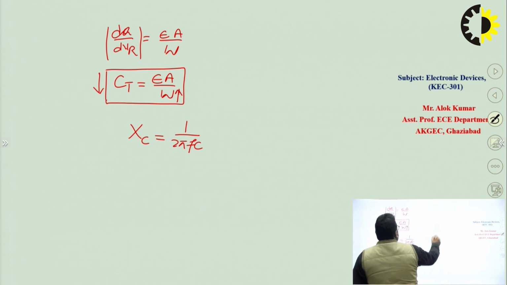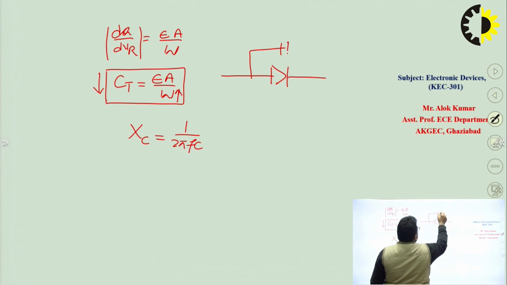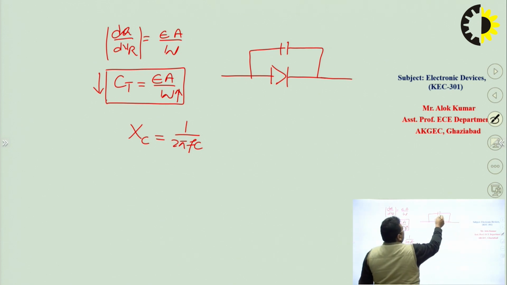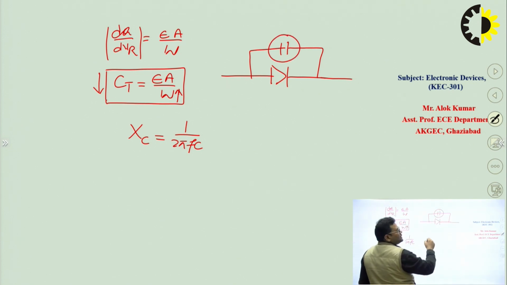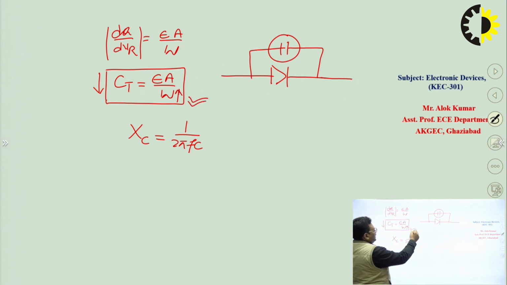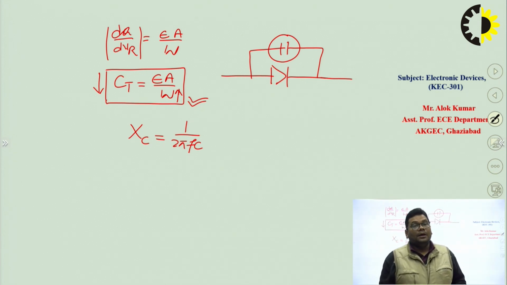If I draw the equivalent circuit, suppose this is the diode, and here I show a capacitor in parallel with this diode. This capacitor will be available only at higher frequencies. At lower frequencies, it will not be available; it will be open circuited. So at higher frequencies, we have to consider these capacitances. The transition capacitance is CT equal to epsilon A upon W. This is one capacitance that we consider in the reverse bias condition.